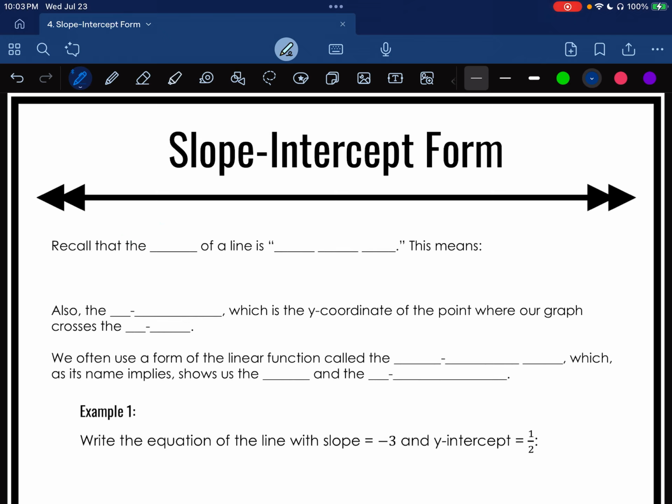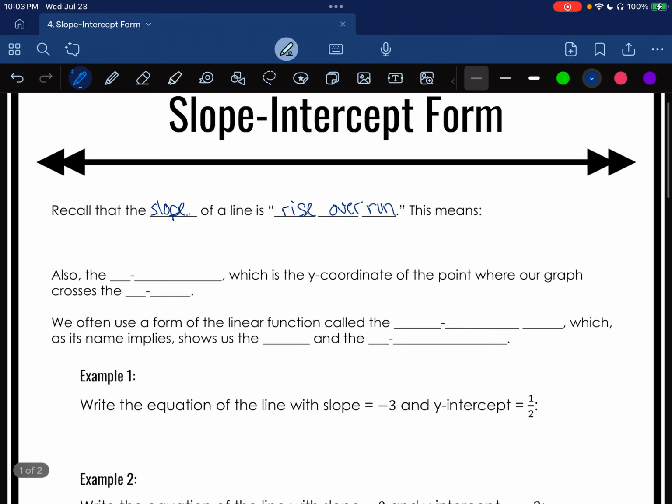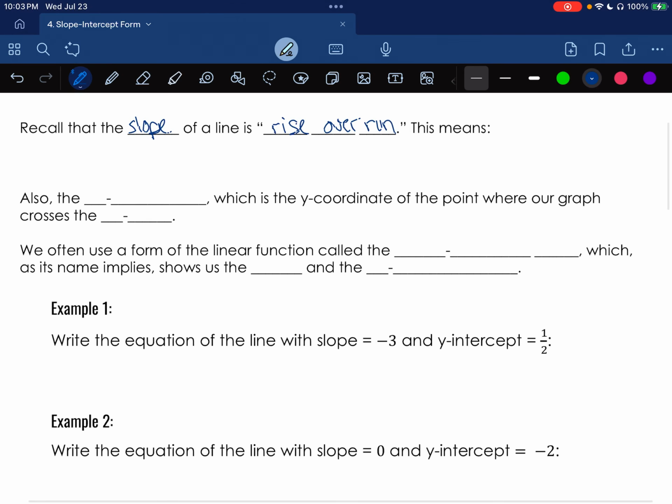All right, anywho, slope of a line is the rise over run. All right, so this means that slope, which we denote with the letter m, is the rise over the run, right, being divided.